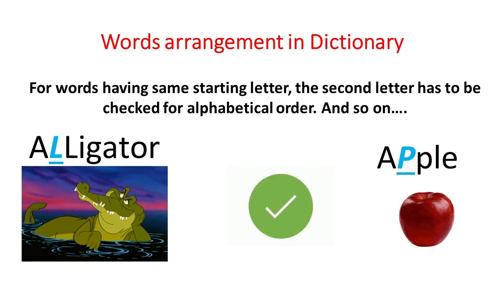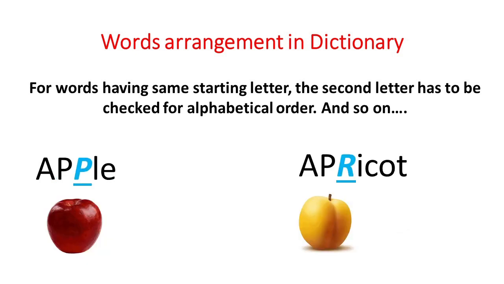This is the correct order. The word alligator will come before the word apple in the dictionary. For the words having the starting letter same, we check the second letter. If the second letter is also same, we have to check the third letter, and so on.